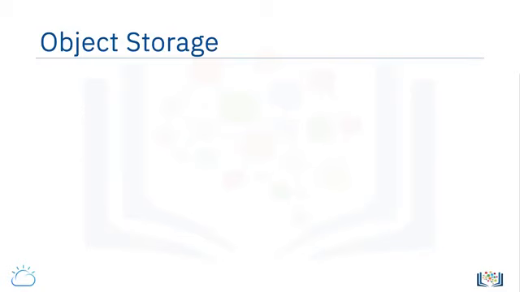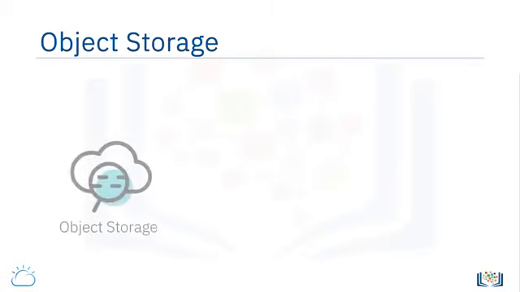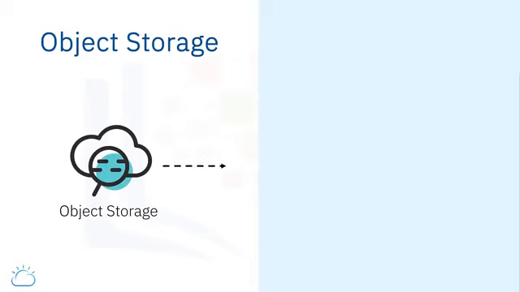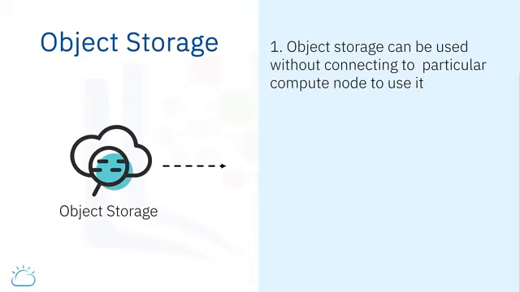In this video, we're going to start to understand what object storage is, how data is stored in object storage, and how it differs from the more traditional storage types such as file and block storage. The first thing to note about object storage is that you do not connect it to a particular compute node in order to use it.